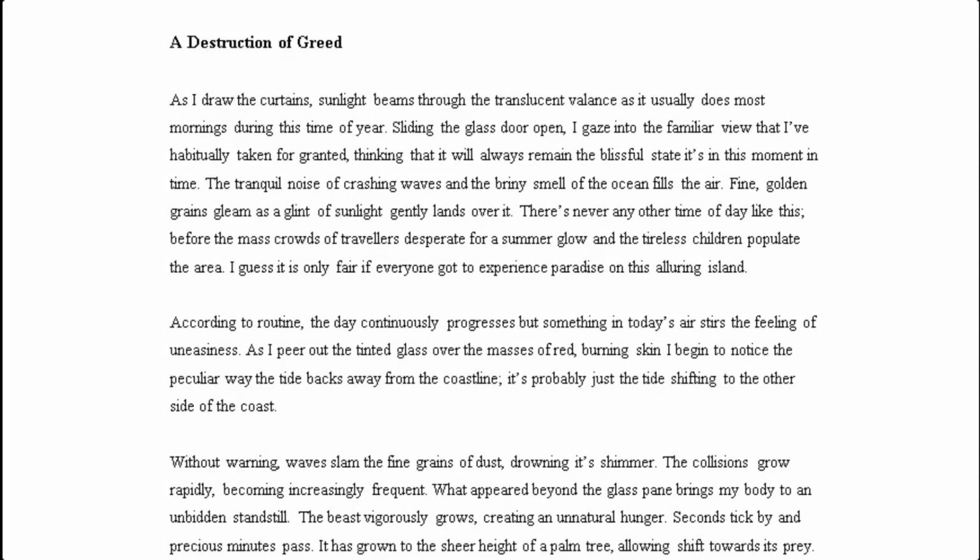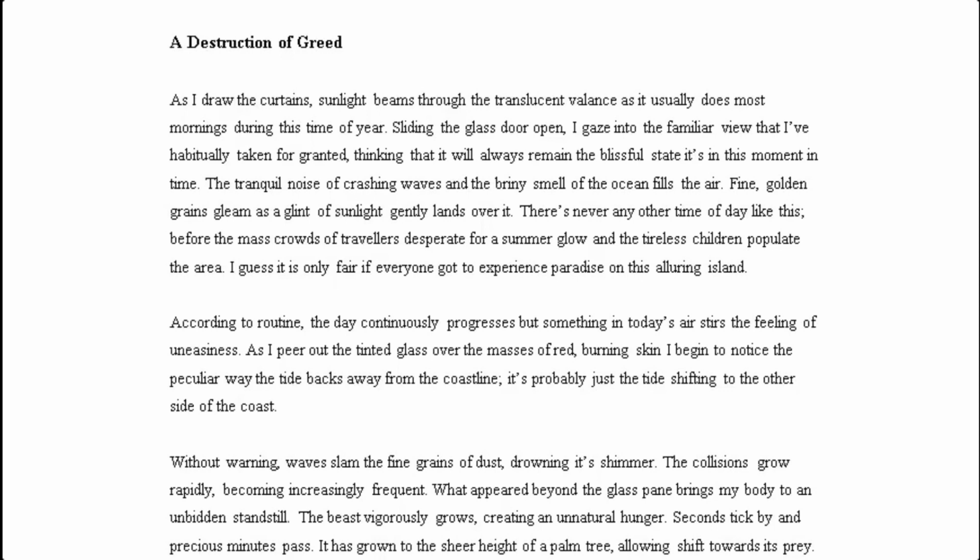Now for the last part of this video, I'm going to be reading through a piece of descriptive writing coursework that one of my students submitted to Cambridge. I think we agreed on a mark of 23 out of 25 for this particular piece. It's titled A Destruction of Greed, and it's based on the events of the tsunami in 2004. I'm going to read the whole thing and then I will give you a summative comment at the end.